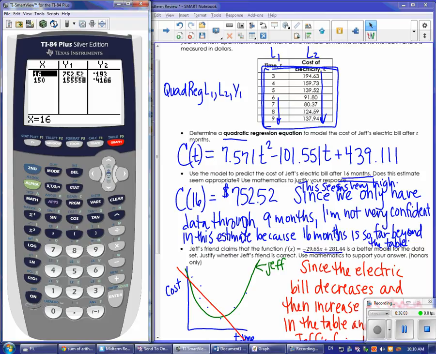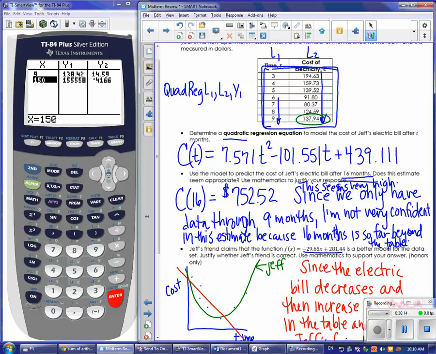So if I type in a 9 here, I can see that Jeff's model predicts $138.42, which is very close to the actual cost of the electric bill. But if I look at his friend's model, his friend's model predicts $14.59, which is really, really far away. So that would be another way that you could use mathematics to support your answer, would be to maybe look at several values, several predictions. In fact, you could even continue the table this way and say this is Jeff's predictions, and this is his friend's.